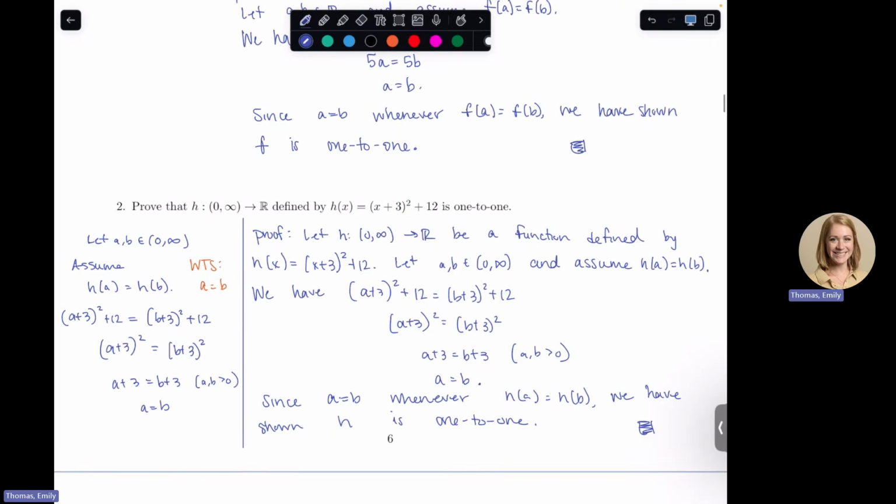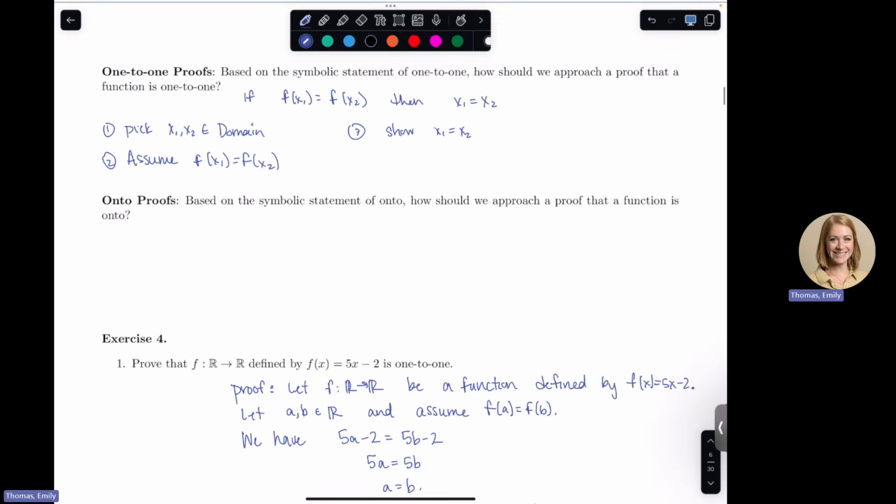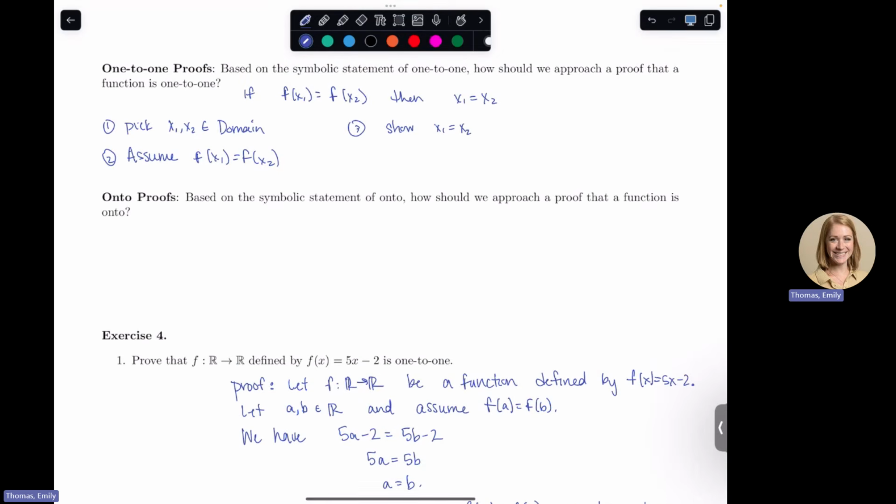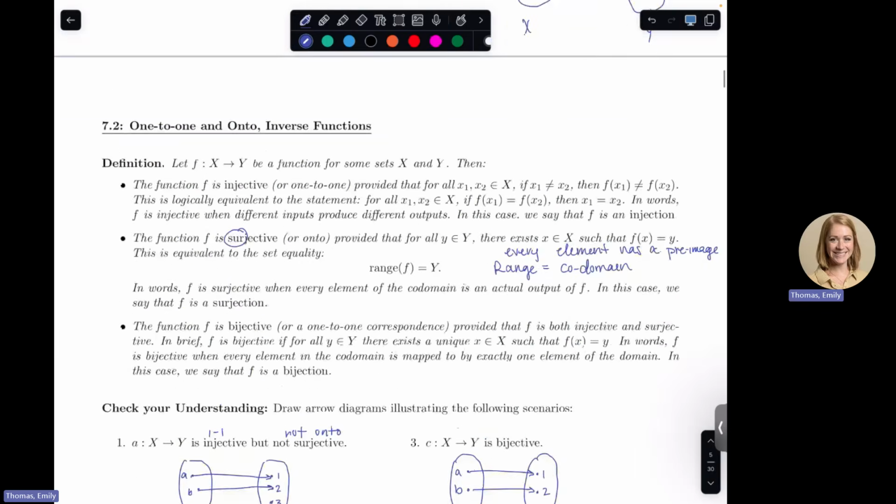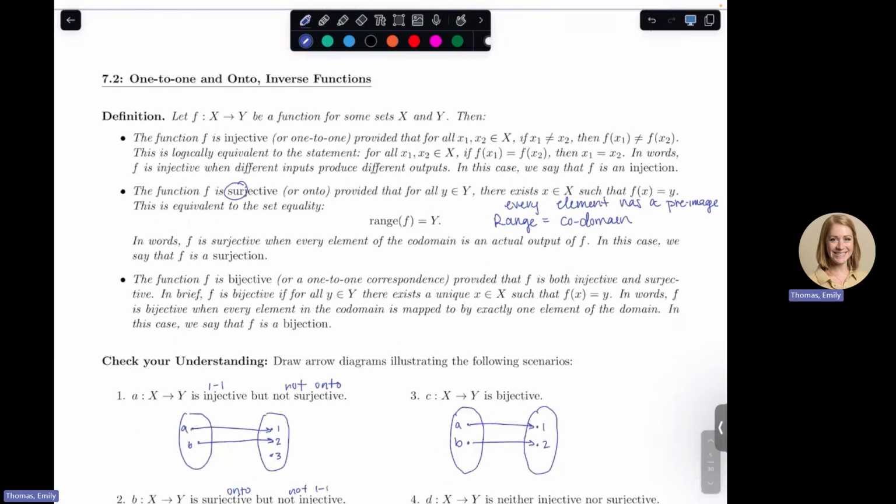Okay, number 2, we're done with. Can we scooch back up here and talk about onto proofs? Okay, so what does it mean for a thing to be onto? If we go back to our definition way up here, a function f is surjective or onto, provided that for all y in Y there exists an x in X such that f of x equals y. So every element in the codomain is an output of f.